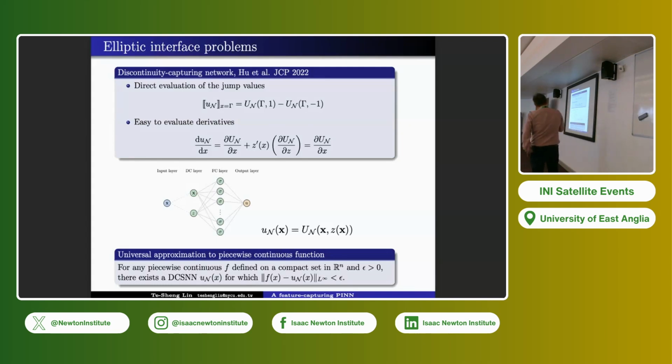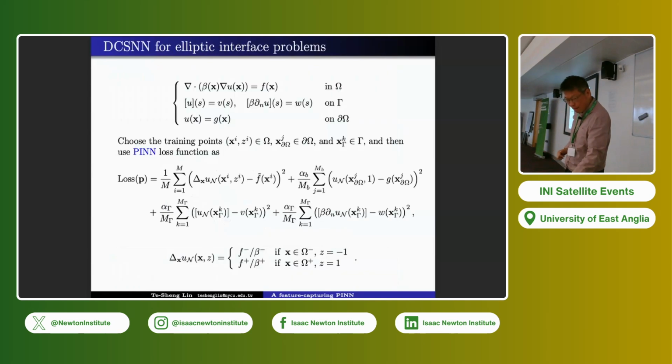Okay. So what's good about this network is that you have direct evaluation of the jump value. We know exactly how to evaluate this jump, and we know how to evaluate its derivatives. Also we have universal approximation of this kind of network to any piecewise continuous function. So we use this network to solve the elliptic interface problem.